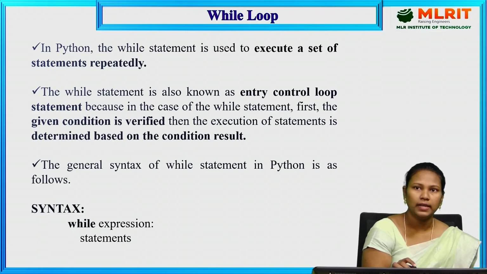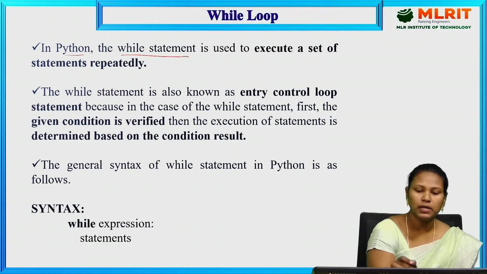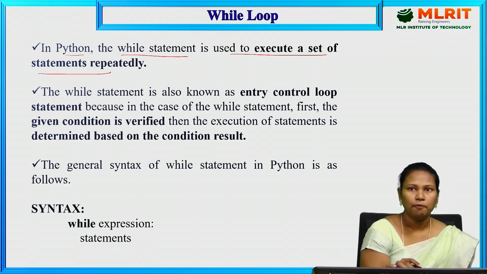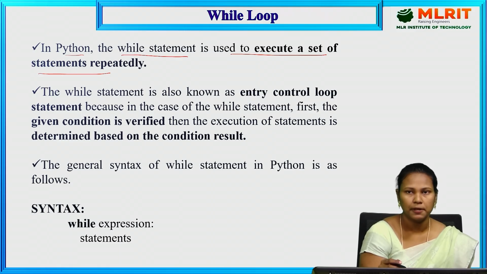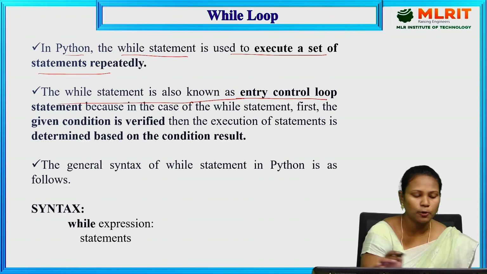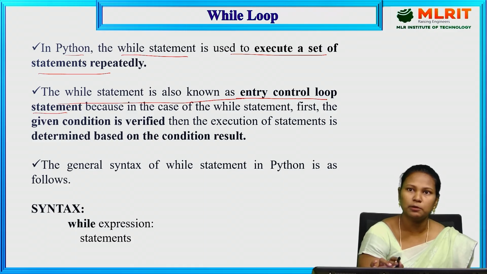So now, while. It is a repetitive statement. In Python, the while statement is used to execute a set of statements repeatedly. If you want to print the same set of statements n number of times, we use the while loop. For iterating over values, we use the for loop. The while statement is also known as the entry control loop statement. So first we need to check the condition, and only then will we execute the block of statements of while.